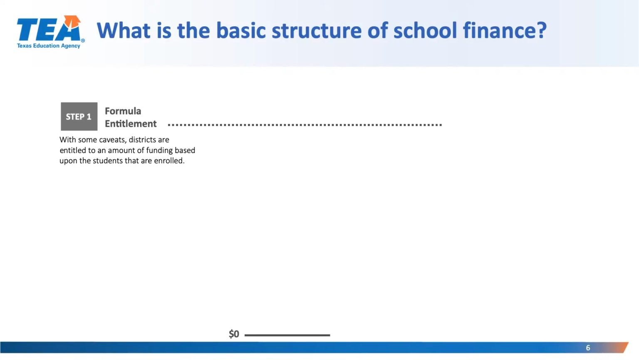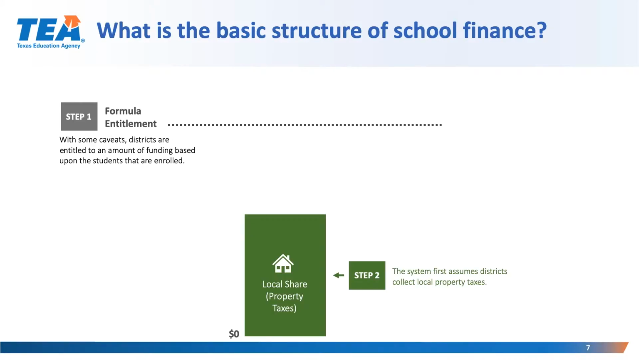The first thing that happens in calculating districts' FSP entitlement is that we calculate the formula entitlement, which is based on the number of students and their district characteristics. Secondly, we provide for an anticipated amount of local share, which is based on the money that a district is able to raise locally from its property taxes. And then state aid makes up the difference between the local property taxes and the formula entitlement.